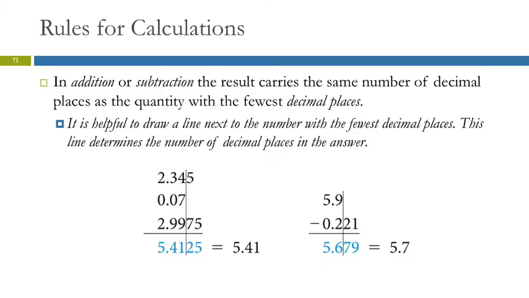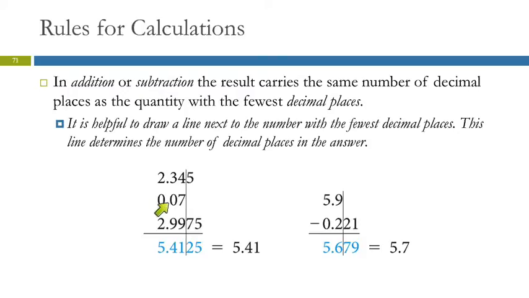So one way to do this is to stack it up like you were going to add without your calculator and draw a line. So we've got these numbers, 2.345, 0.07, 2.9975. I'm going to stack them up so that the decimal points line up, and then I'm going to sweep across from left to right until I find the one that ends first. So the 0.07, its last digit, its uncertain digit, is in this second decimal place. So I'm going to draw this line to the right of that.